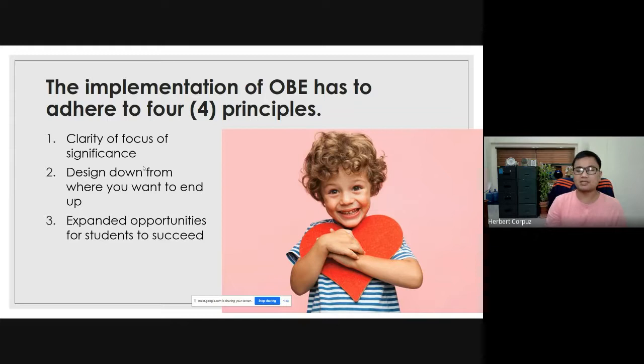And expanded opportunities for students to succeed. Make sure that everything that we do inside the class, all teaching and learning activities, have to be something that would allow learners to succeed in our class. And when we mean succeed, that would mean that the students should be able to attain the learning outcome through the opportunities, through the teaching and learning activities that you ask them to do. And number 4, high expectations for quality performance.